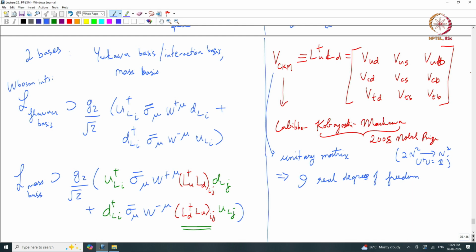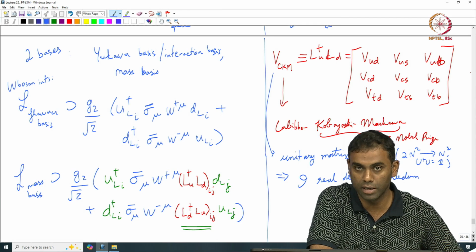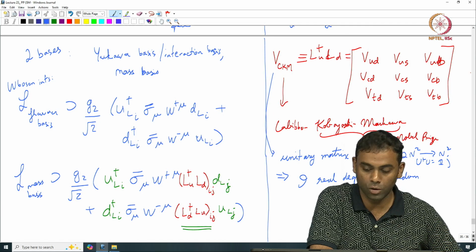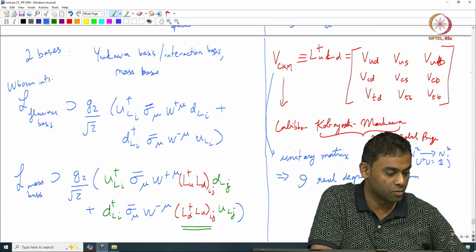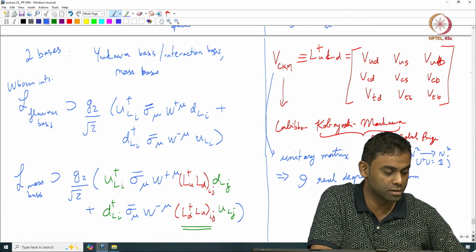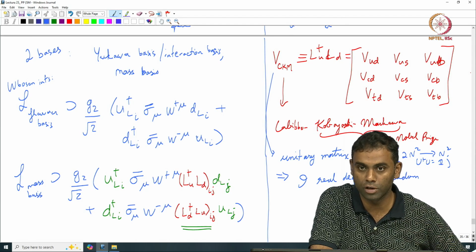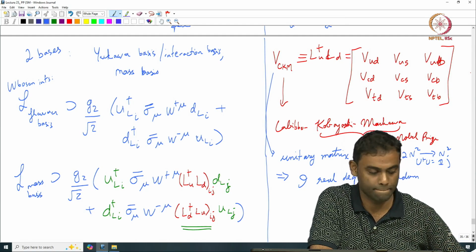But what are these degrees of freedom? Are they all rotation matrices? It can't be, right. Even in SU3, not all the 9 degrees of freedom can be rotation matrices. So, how do we actually count what are the rotation angles, sorry, I kept saying matrices, what are the rotation angles and what are the other parameters?